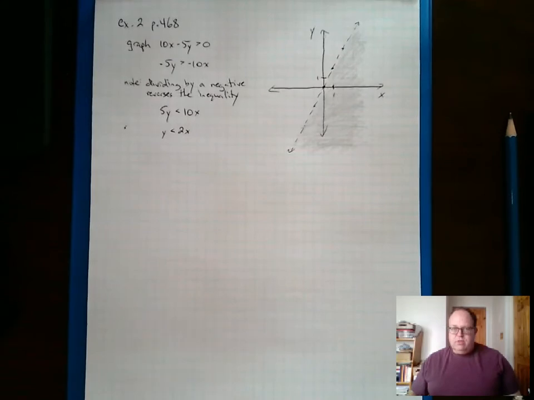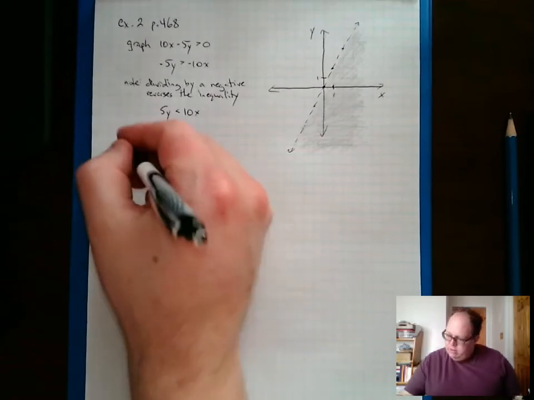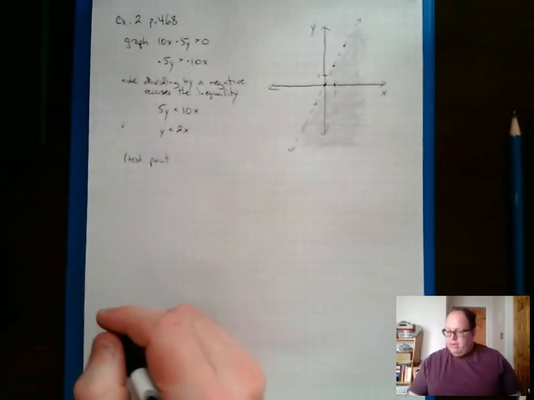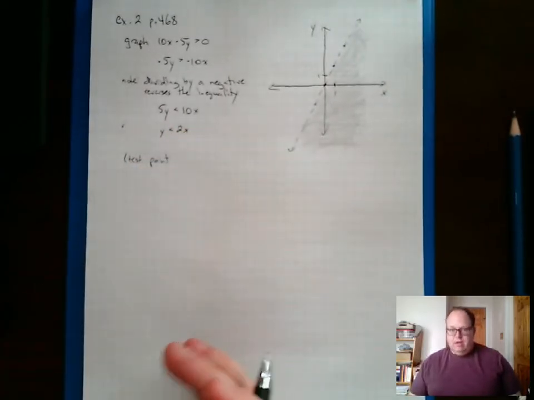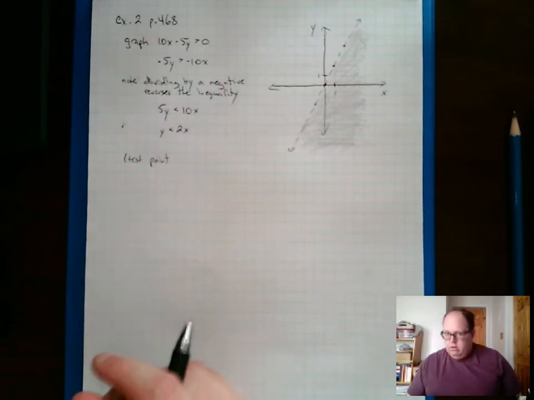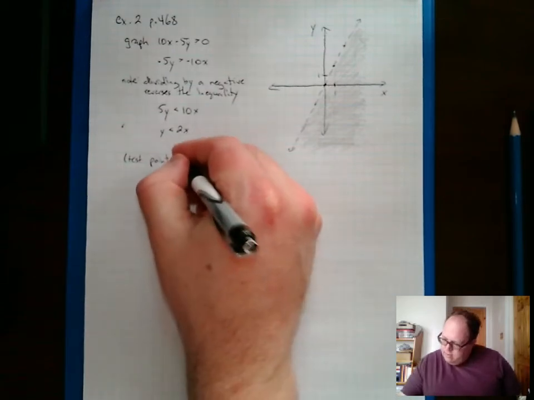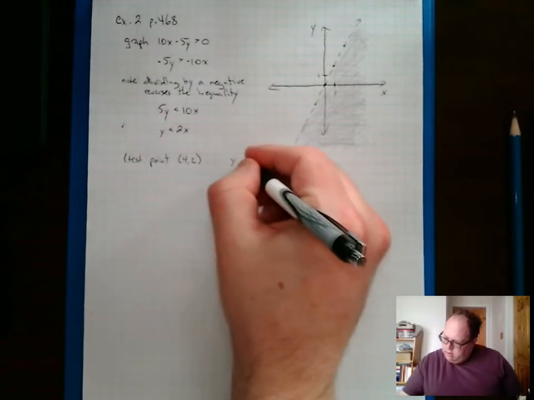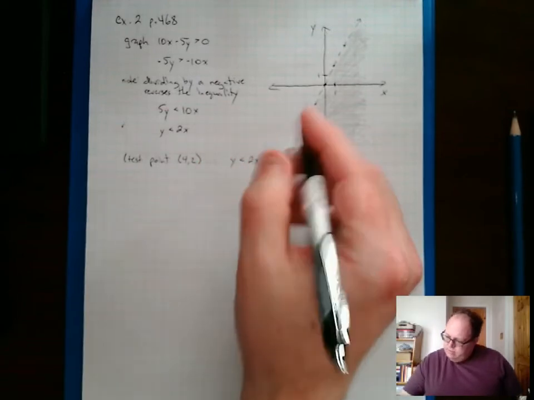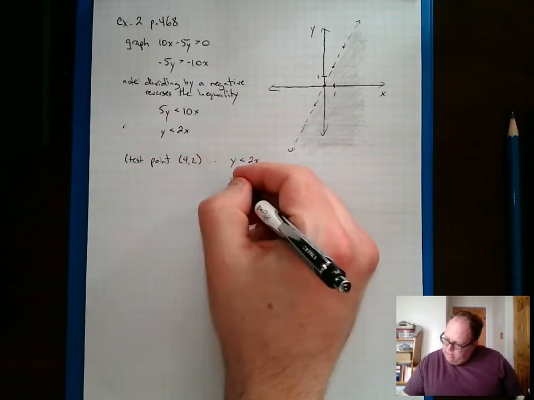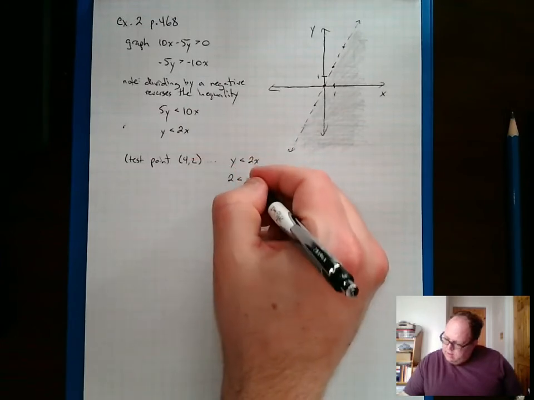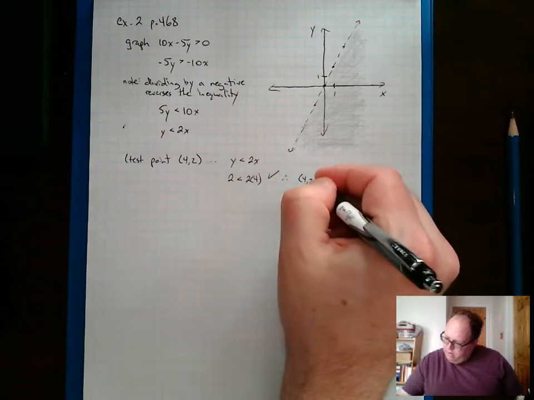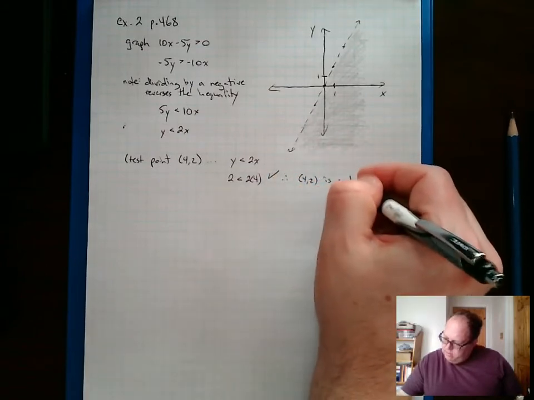Now, if you're not sure which side of your line you should be shading, you can try a test point. And you can really grab anything that's not on the line itself. So let's say I do 4 and 2. So is y less than 2x? And a y value of 2, is that less than 2 times 4? It is, therefore 4 and 2 is part of the solution.